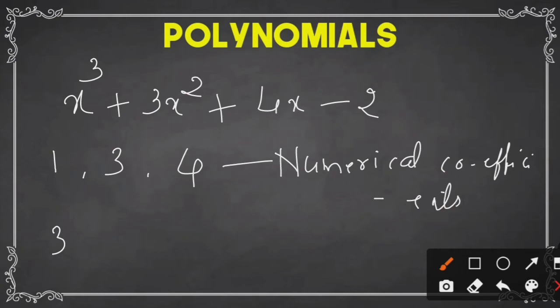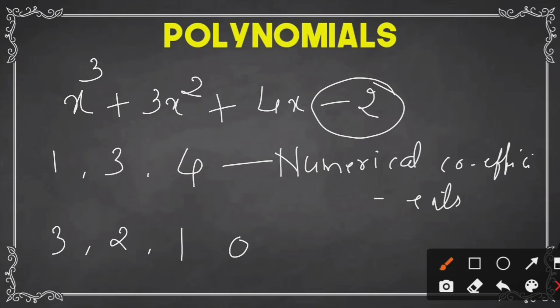The power of x is 3. Here, the power of x is 2. Here, the power of x is 1. Here, minus 2 is a constant. But what is the power of x here? Here, the power of x is 0. So, this is called a zero polynomial.